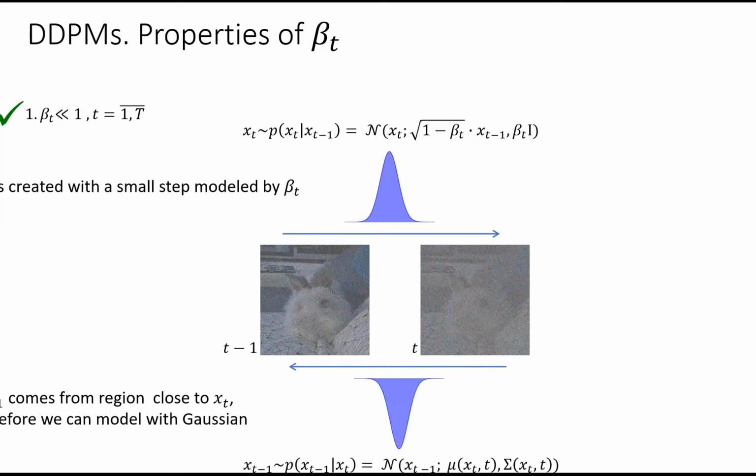So from here, given xt, we can get xt minus 1. And in this process, given xt minus 1, we can get xt. So that's the process, and both are normal distributions. And for this one, we have the mean vector and the covariance matrix defined like that, which depends on xt.